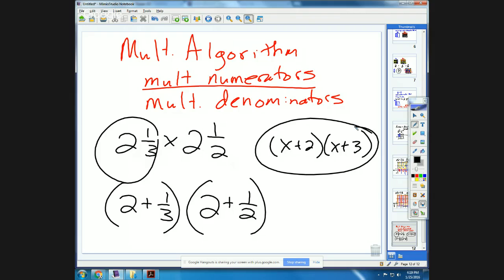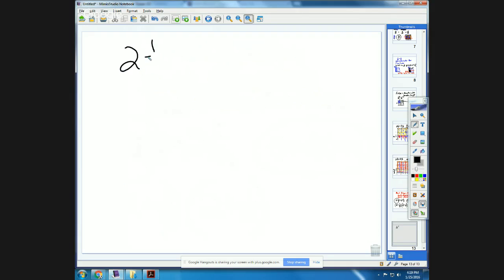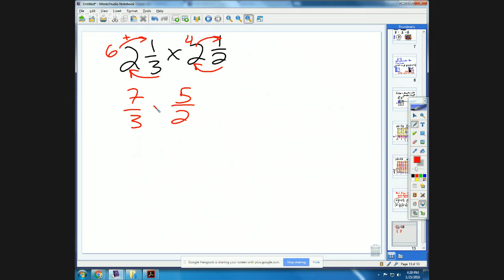Right? So we use our little routine for that. 2 1/3 times 2 1/2. And so we have a little cyclical pattern here. 2 times 3 is 6. Plus 1 gives me 7/3. 2 times 2 is 4. Plus 1 gives me 5/2. And now I'm trying to do my algorithm. Multiply 35, multiply 6, convert back if you wish.